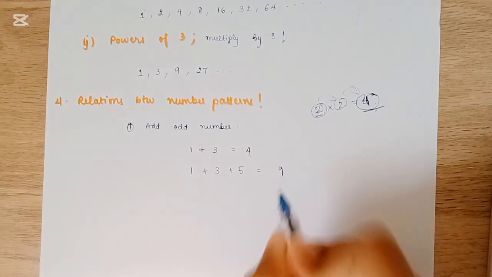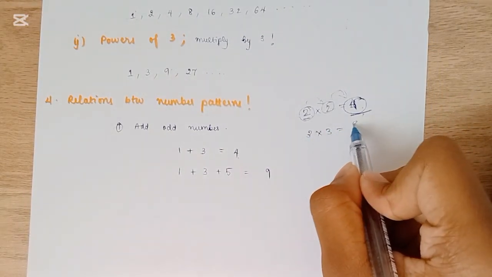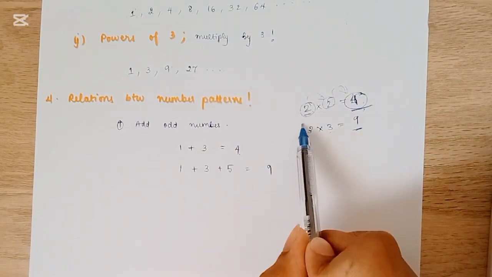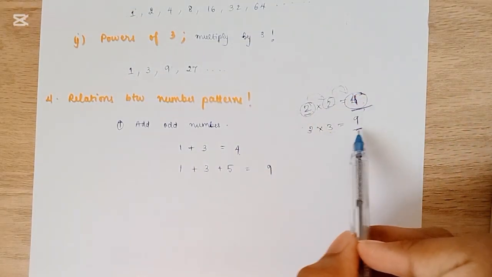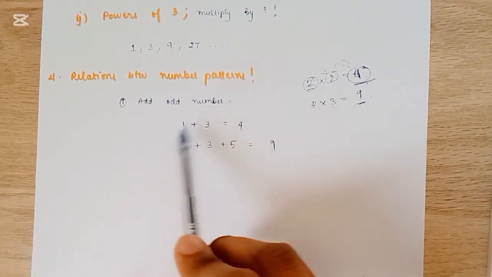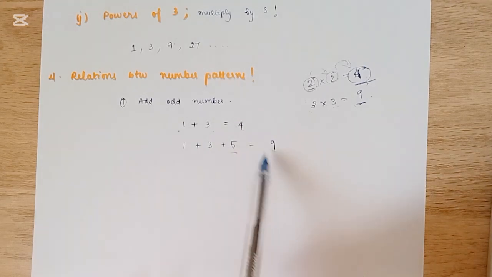Now one more example. 1 plus 3 plus 5. That is 9. Now you look. 3 into 3. What are 3 3s? 9. So 9 is the square number of 3 because when you multiply two 3s, you get 9. That is what the rule is all about. That is all about adding odd numbers.